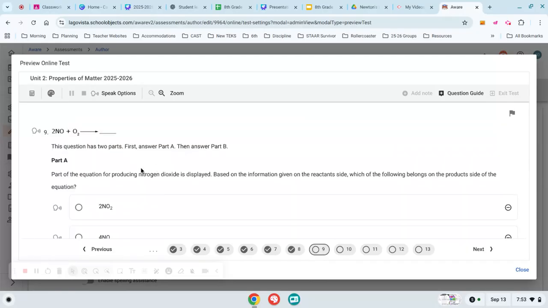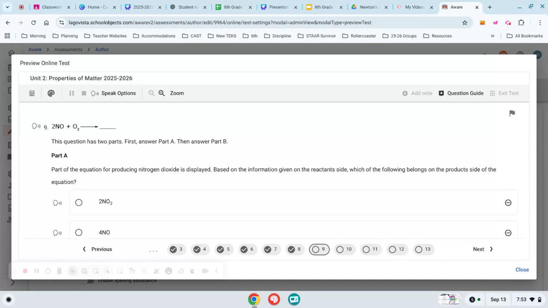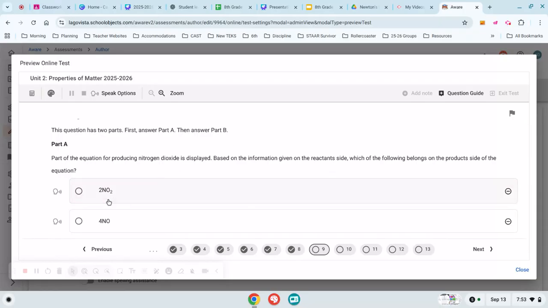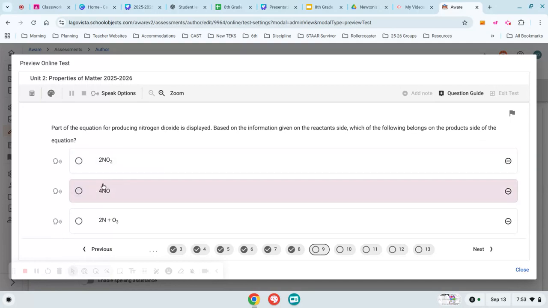This question has two parts. First, answer part A, then answer part B. Part of the equation for producing nitrogen dioxide is displayed. Based on the information given on the reactant side, which of the following belongs on the product side? So you're just making sure that it's balanced. So I have 2 nitrogen atoms here and 2 oxygen atoms plus another 2. So 4 oxygen atoms and 2 nitrogen atoms. This would be 4 and 4, so that's not right.